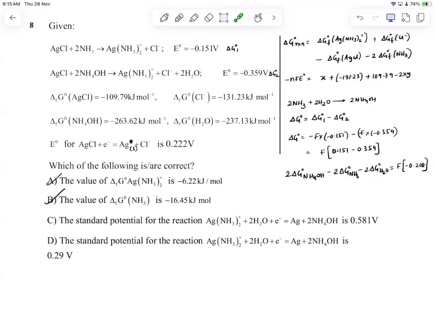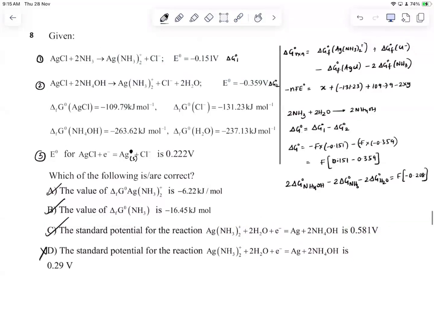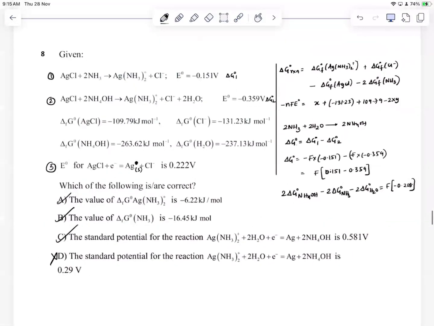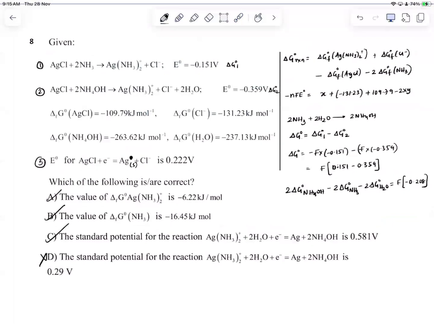So E naught silver is given. Three equations I need to use. So equation 1, equation 2, equation 3. If you add these three equations properly, you will get this equation. Got it? And that value is coming out to be exactly 0.581. So this is also coming correct. Okay. And the last one is not exactly coming out to be 0.2. Okay. So I hope all of you got an idea here how to do this question.